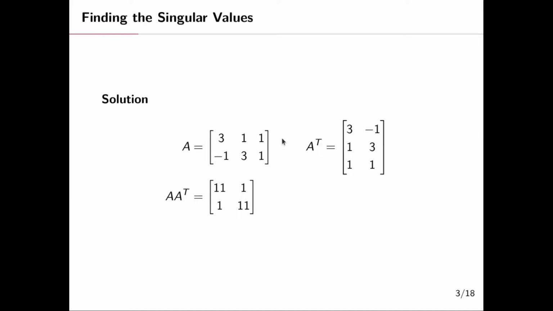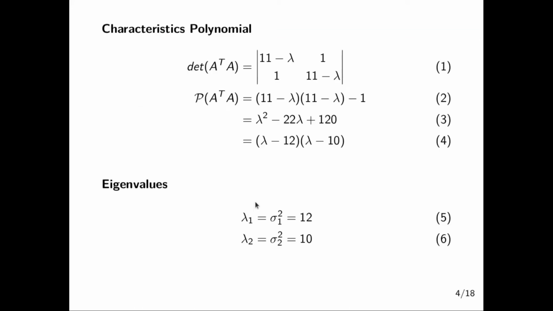So first of all, we have our original matrix here and the transpose. Without spending much time, we do the multiplication, A A transpose, which gives us a 2x2 matrix, and then from there we find the determinant. Equations 2 and 3 give us the characteristic polynomial, and when it comes to equation 4, once we equate it to 0, it's going to give us our eigenvalues of interest.